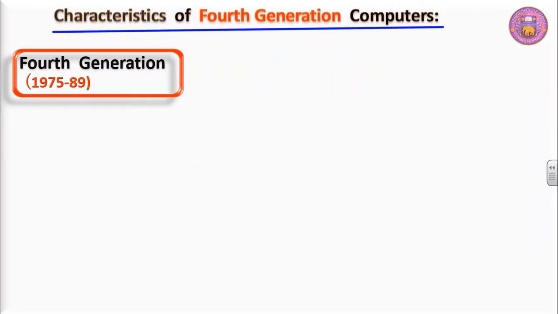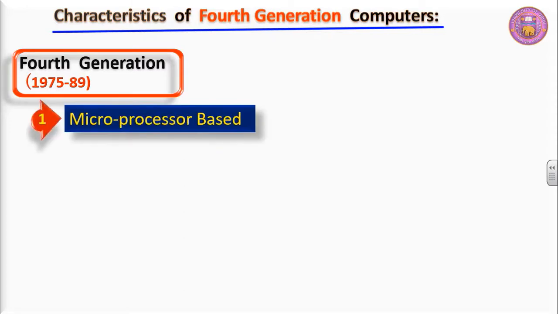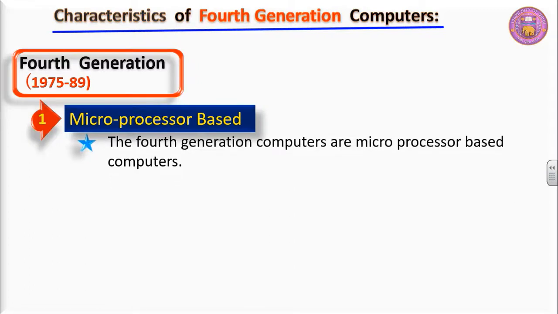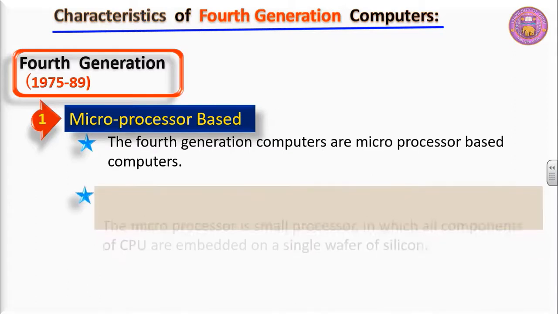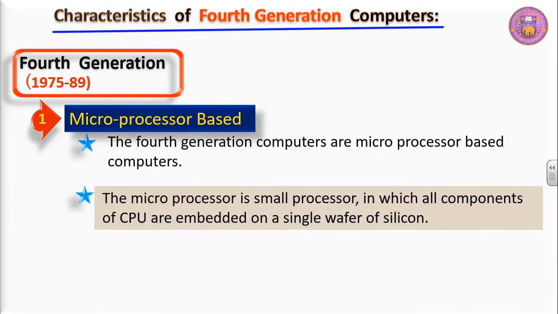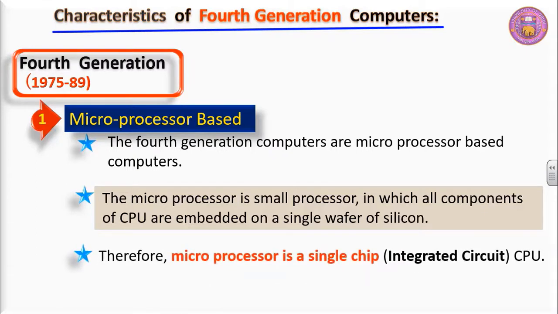Now the characteristics of fourth generation computers. Microprocessor based. The fourth generation computers are microprocessor based computers. A microprocessor is a small processor in which all components of the CPU are embedded on a single wafer of silicon. Therefore, a microprocessor is a single chip integrated circuit CPU.